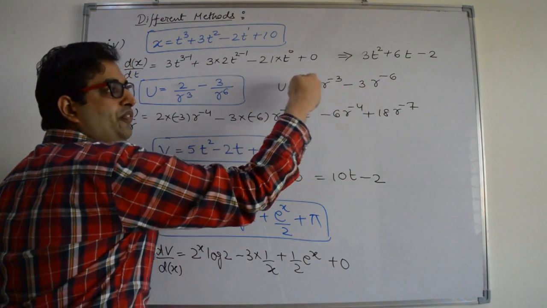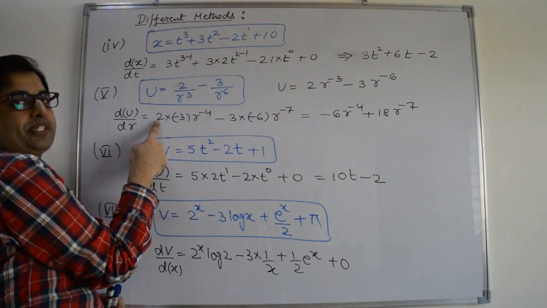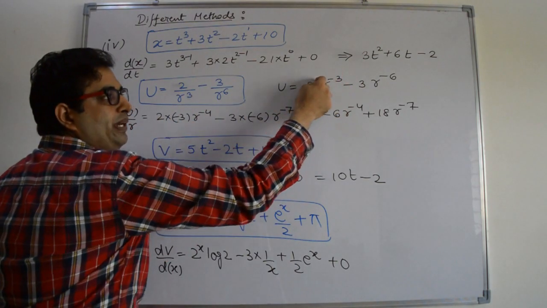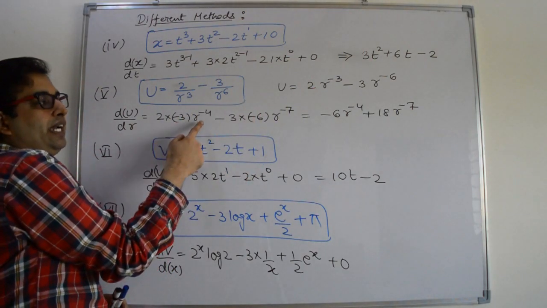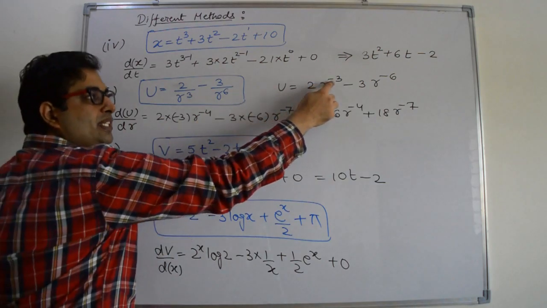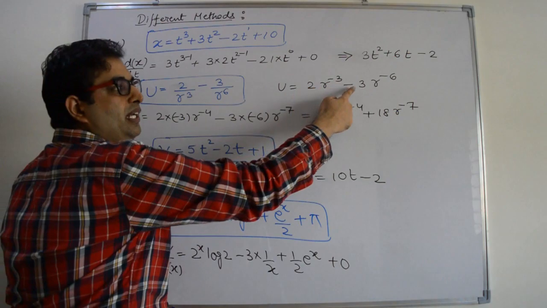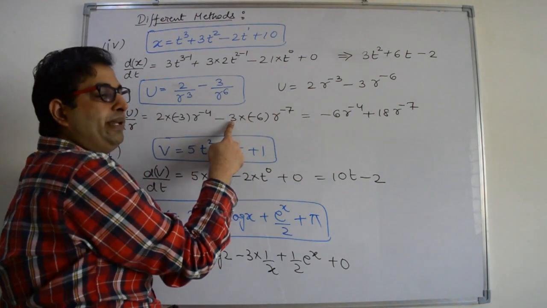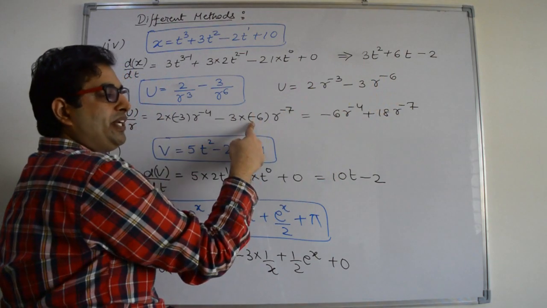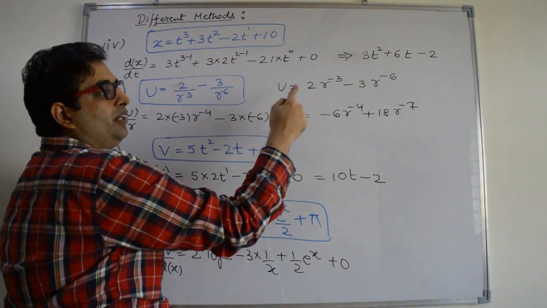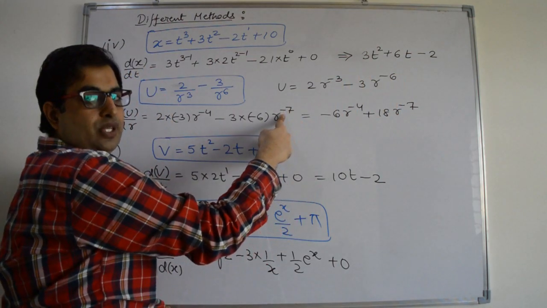3 into x power minus 6. Now differentiate it. So 2 is in multiplication, it will remain in multiplication. We will differentiate only x power minus 3. So minus 3 will come in multiplication, and we have to subtract 1. So minus 3 minus 1, it becomes minus 4. Right? Similarly, minus 3 is in multiplication, it will remain in multiplication. And minus 6 will come in multiplication, and we have to subtract 1. So minus 6 minus 1 becomes minus 7. Got it?